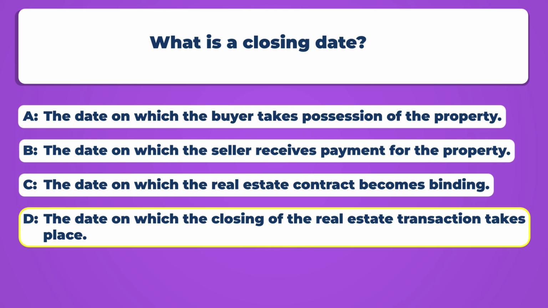The closing date is when the real estate transaction is completed and ownership is transferred from the seller to the buyer. It's usually set in the purchase agreement and is negotiated between the buyer and the seller. The closing typically happens at the closing agent's office, the title company, or the lender's office.